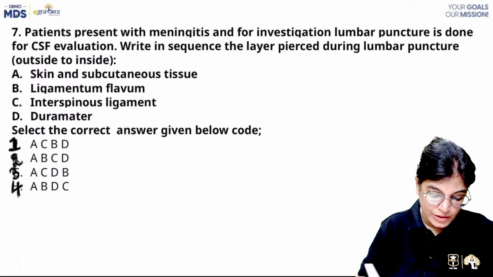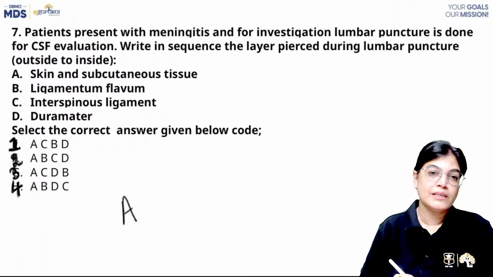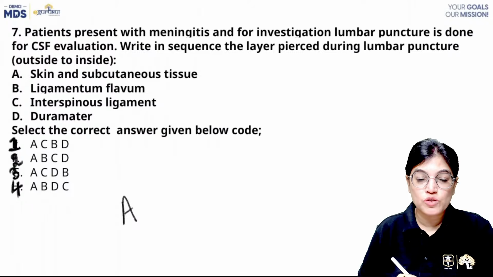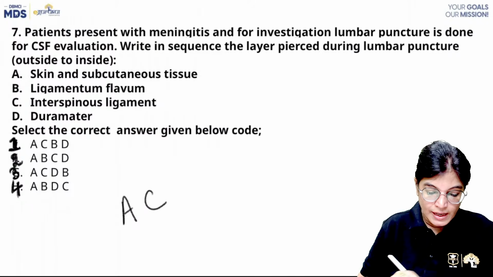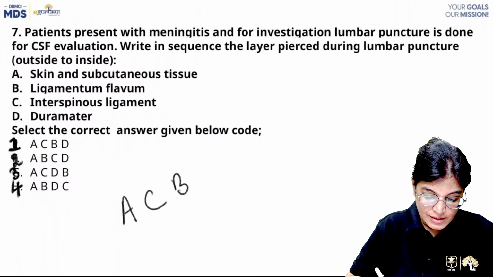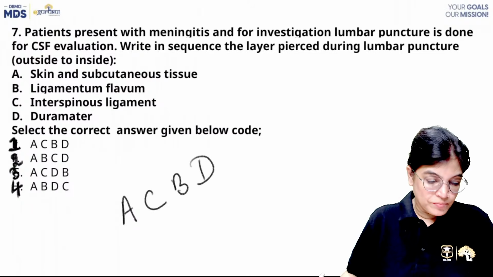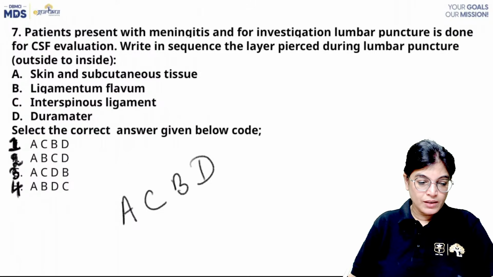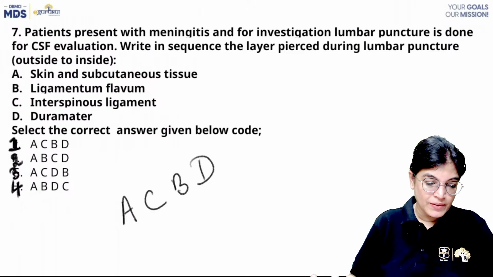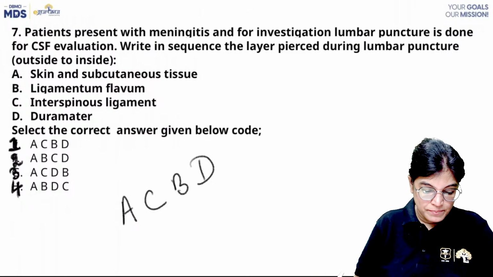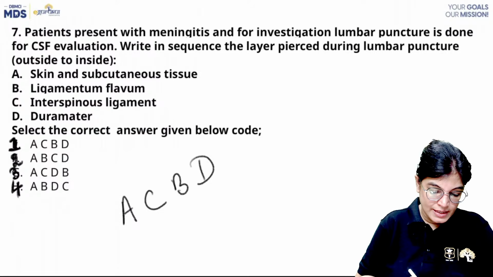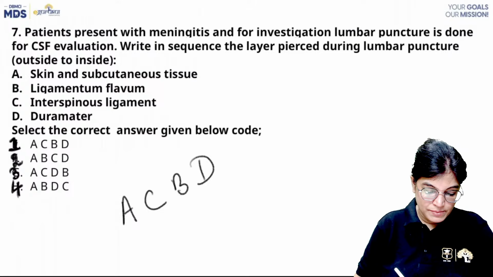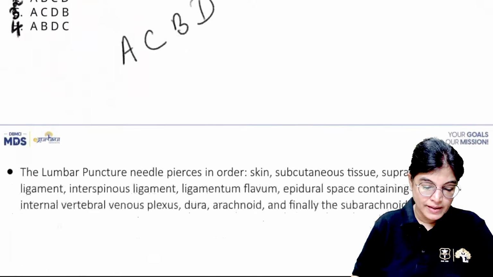So the first structure which will be penetrated by the lumbar needle is A, skin and the subcutaneous tissue. Then comes the supraspinous ligament, which is not provided, so it will be C. Then comes the ligamentum flavum, and lastly the dura mater. So A, C, B, D. But interspinous will come before the ligamentum flavum. Okay, supraspinous, interspinous, and then ligamentum flavum. So A, C, B, D. Yes, A, C, B, D is right.